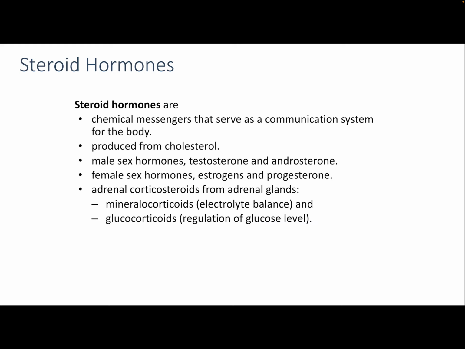Let's talk about some steroid hormones. So these are chemical messengers. They are produced from cholesterol. We're going to look at some of the differences here. There's male sex hormones, female sex hormones, adrenal corticosteroids, mineralocorticoids. I can never say that word the way I want to. Like aldosterone, and glucocorticoids like cortisol. So we'll take a look at those.